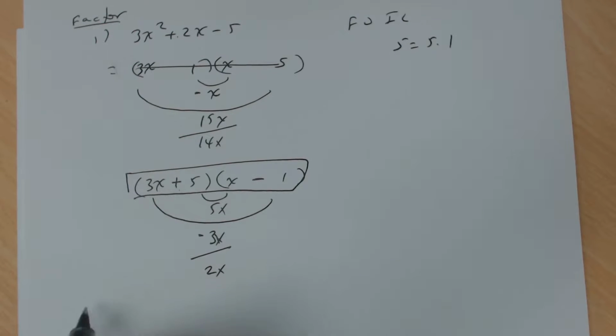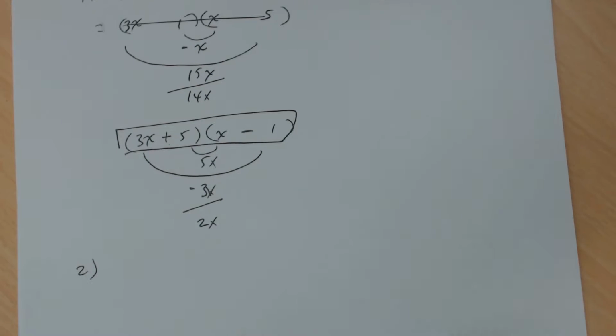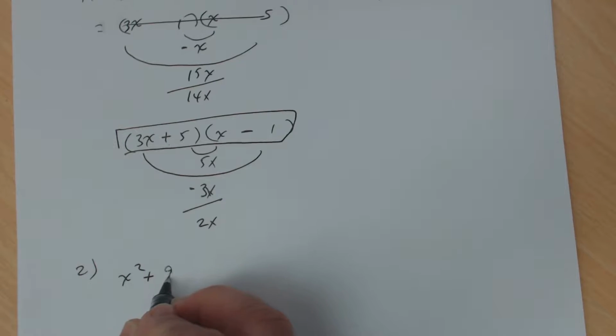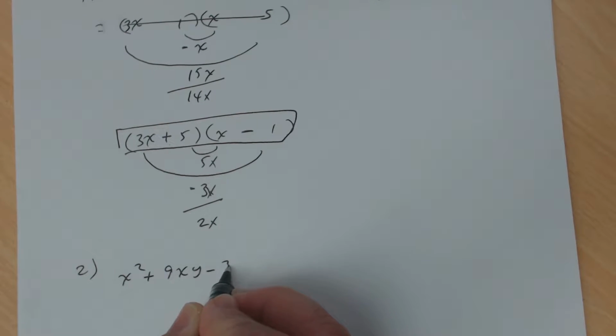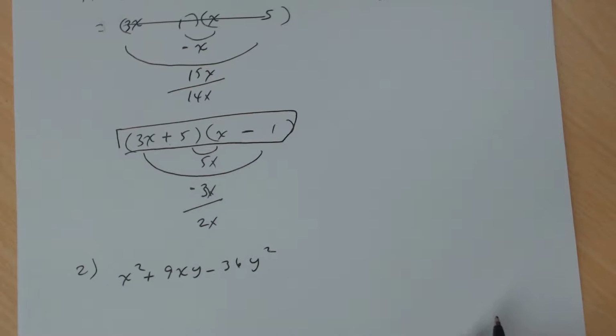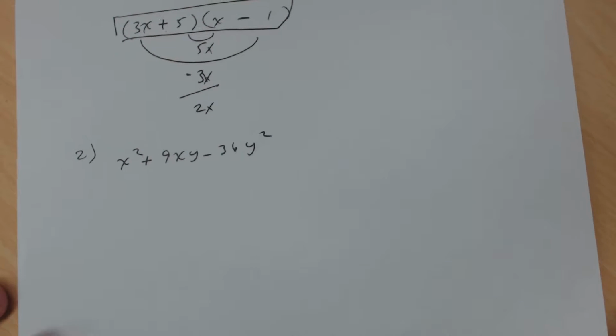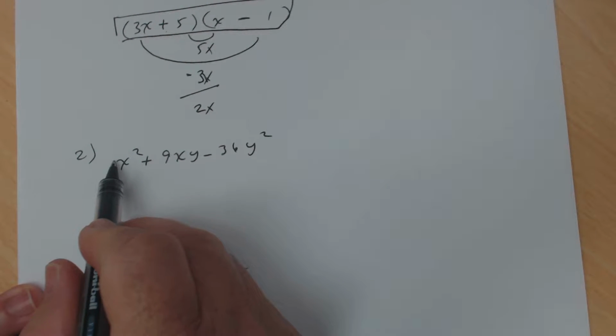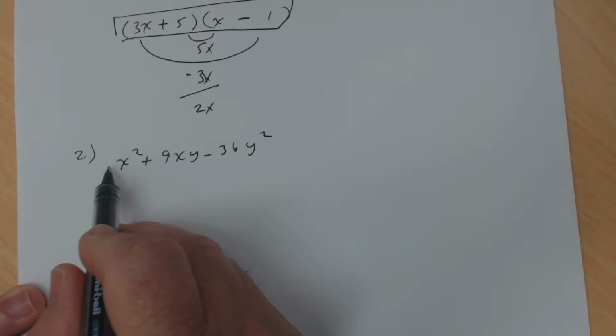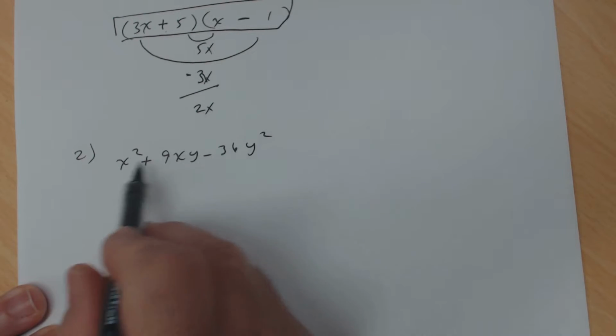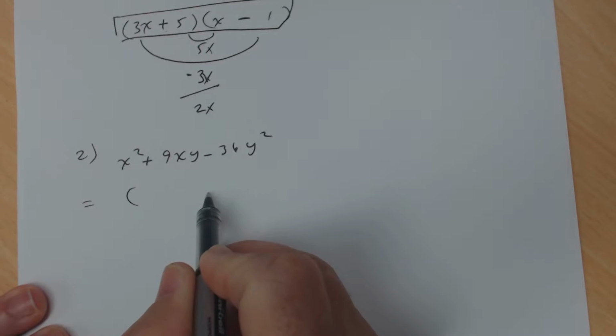Okay, so let's look at this example, number 2. Suppose we had x squared plus 9xy minus 36y squared. So x squared plus 9xy minus 36y squared. Okay, so the coefficient of x squared is 1, so that's going to make this easy. Again, the GCF is 1, so I'm going to go directly to the two binomials.